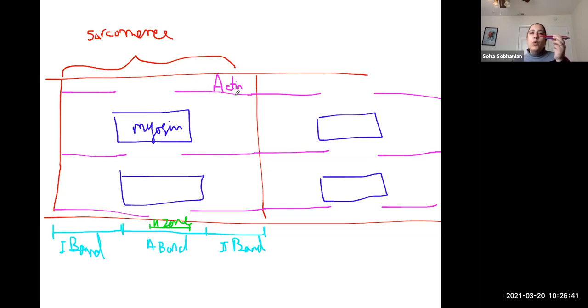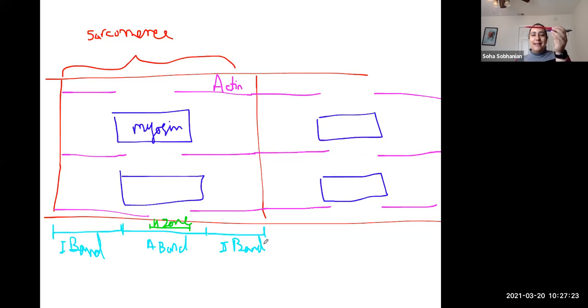Based on the scenario I'm describing, during muscle contraction, what is happening to my I band? Is it lengthening, shortening, or staying the same? During muscle contraction, is my A band shortening, lengthening, or staying the same? I want more than three answers, guys. There are 34 of you. Okay, so it shortens, right?